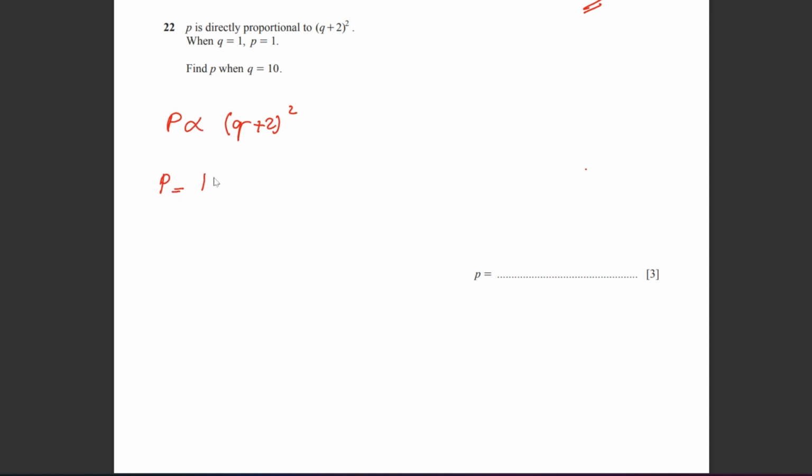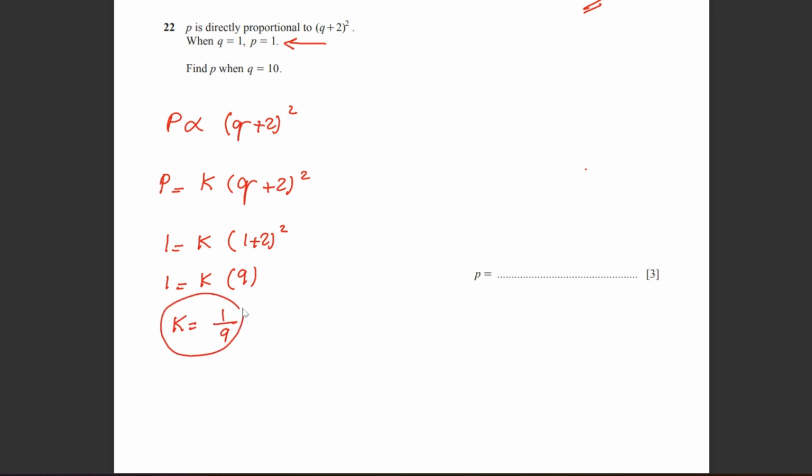Then substitute with this. So if P equals 1, here Q is 1 plus 2, all to the power 2. So 1 equals K multiplied by (1 plus 2), which is 3 squared, 9. So from here I can see that K equals 1 over 9. Okay, then don't get confused. I have to take this and substitute here again. So it will be P equals 1 over 9 times (Q plus 2) all squared.